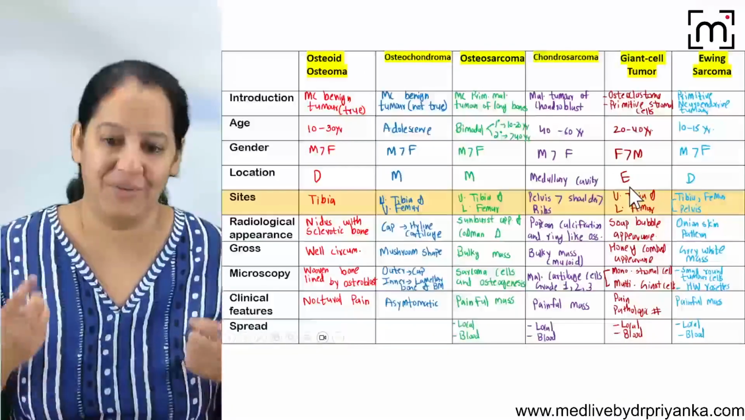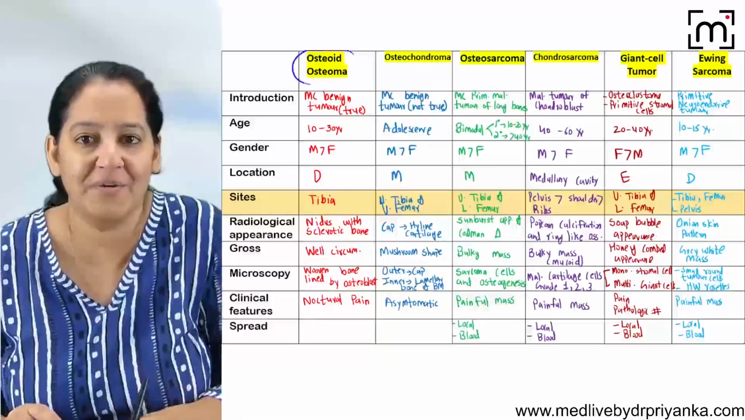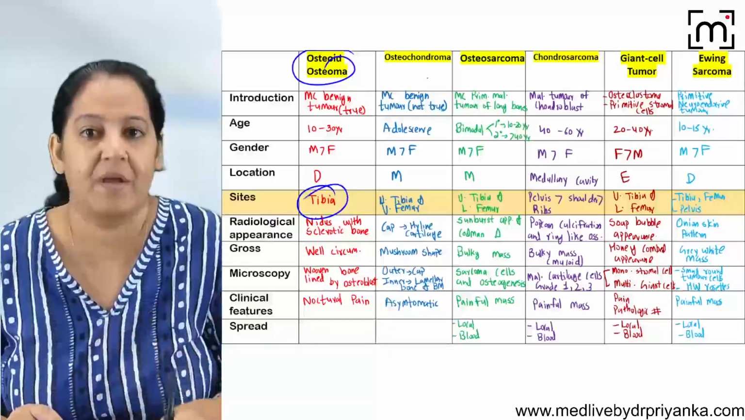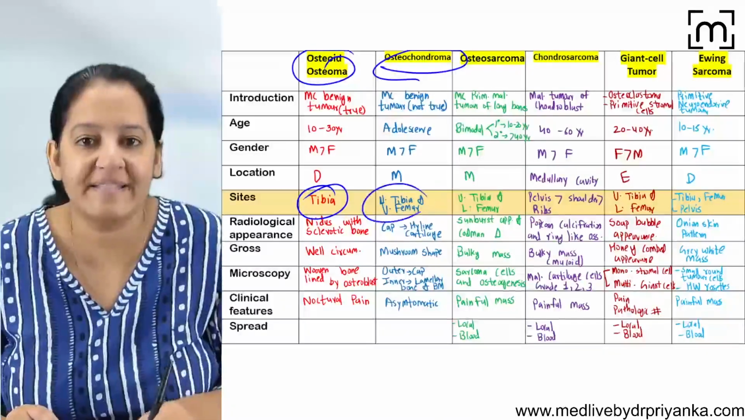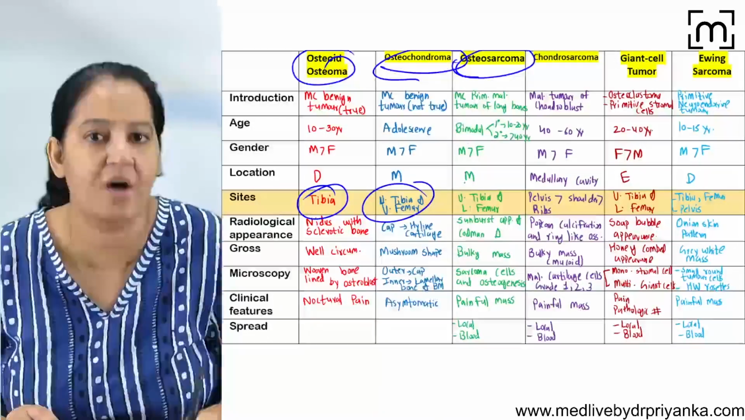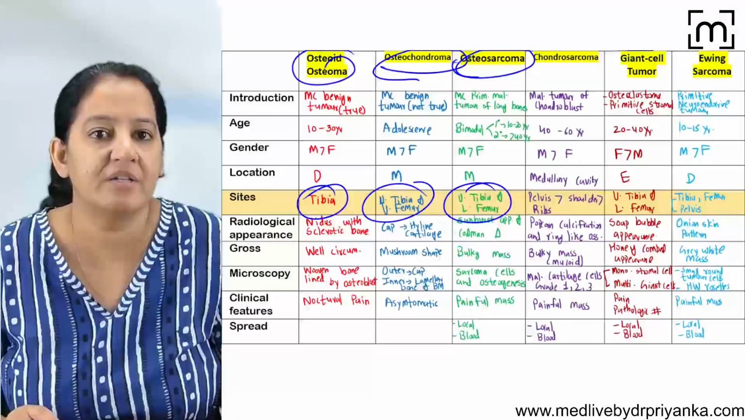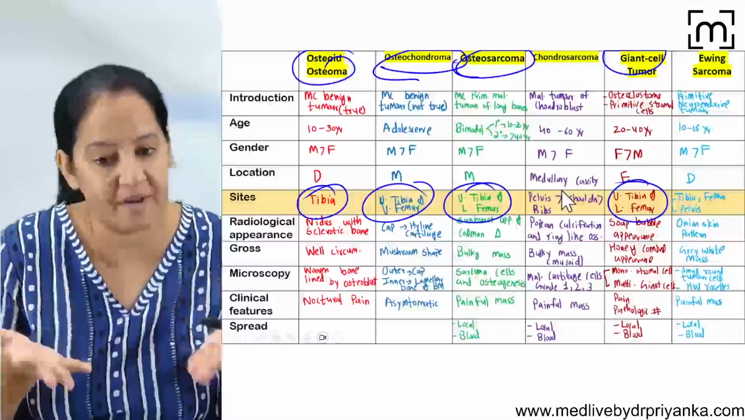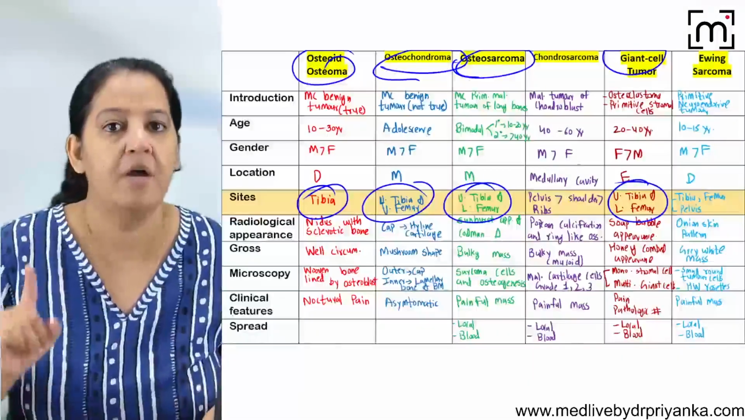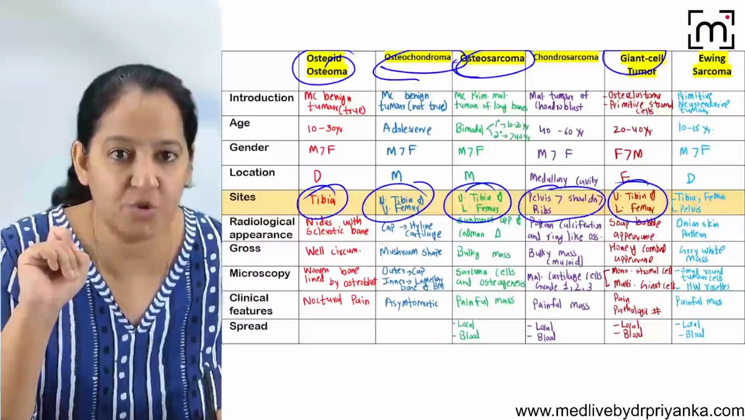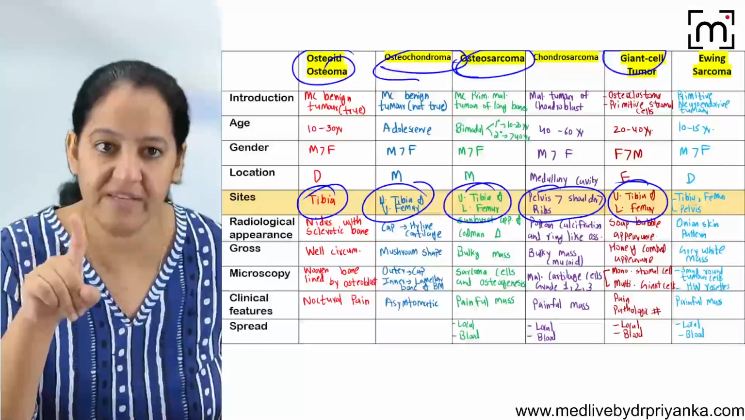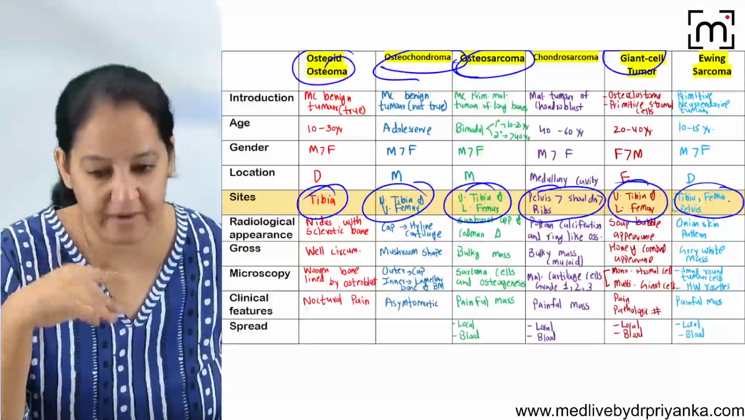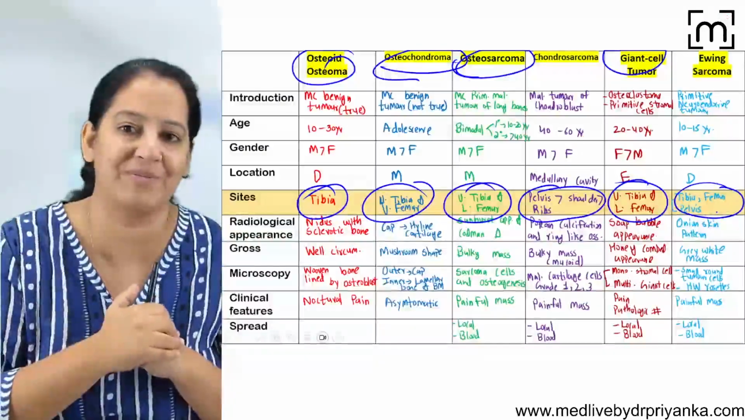Coming on their site, you can see the site. Osteoid osteoma, most common site is tibia. Osteochondroma, it's knee joint. Osteosarcoma, again knee joint. Giant cell tumor, again knee joint. So knee joint means lower femur, upper tibia. You can learn that. For chondrosarcoma, it's pelvis, shoulder or ribs. And for Ewing sarcoma, it's tibia or femur in long bones and pelvis in flat bones.